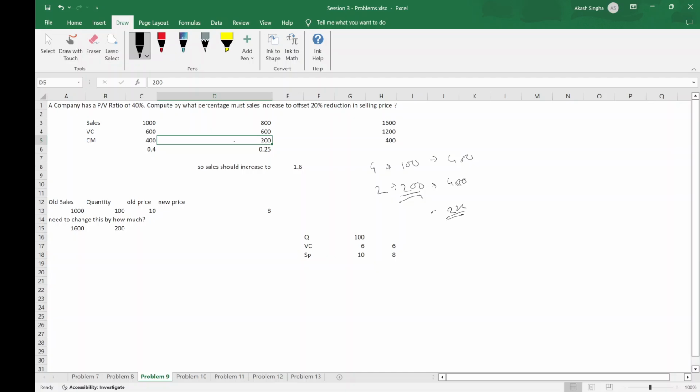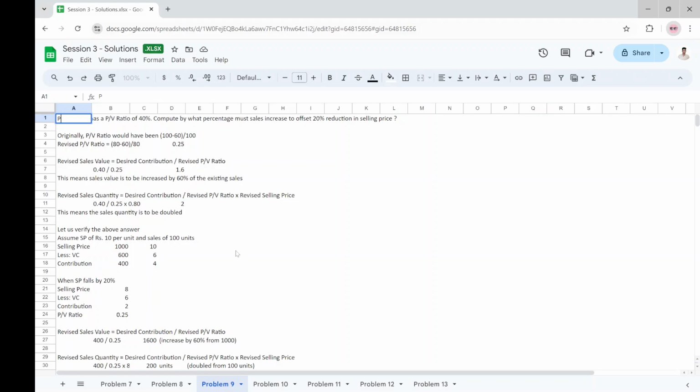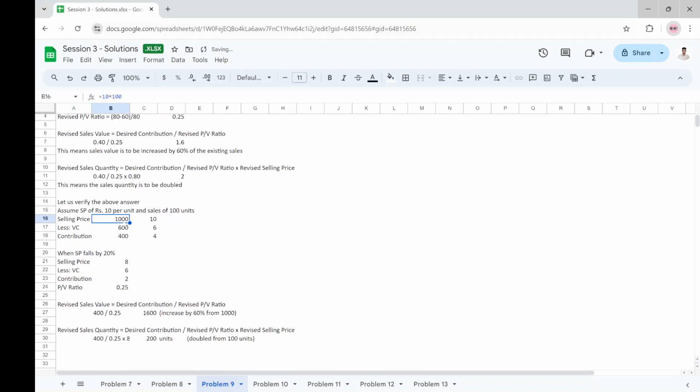And what will be the new total revenue? As the new selling price is 8, it will be 8 into 200, which is 1600. So total revenue will be increased by 1.6 times and total unit sales will be increased by 2x. I don't know how ma'am did it. Let's check once. Okay, we are taking the same assumption. I think I have taken it like that only.